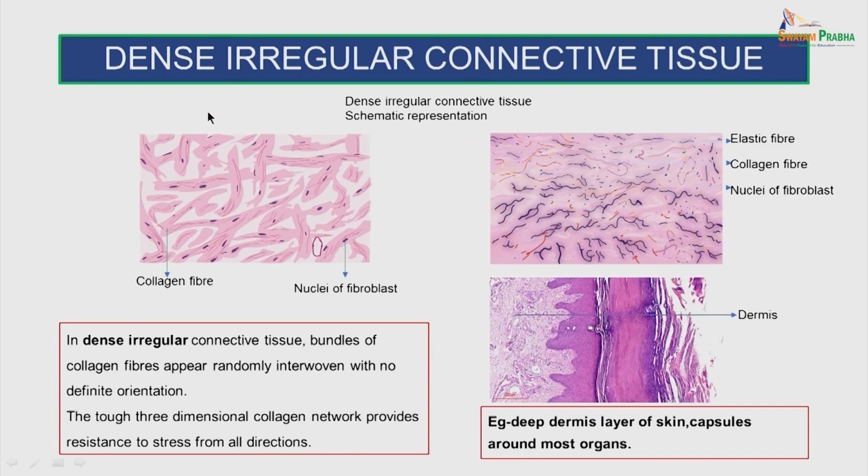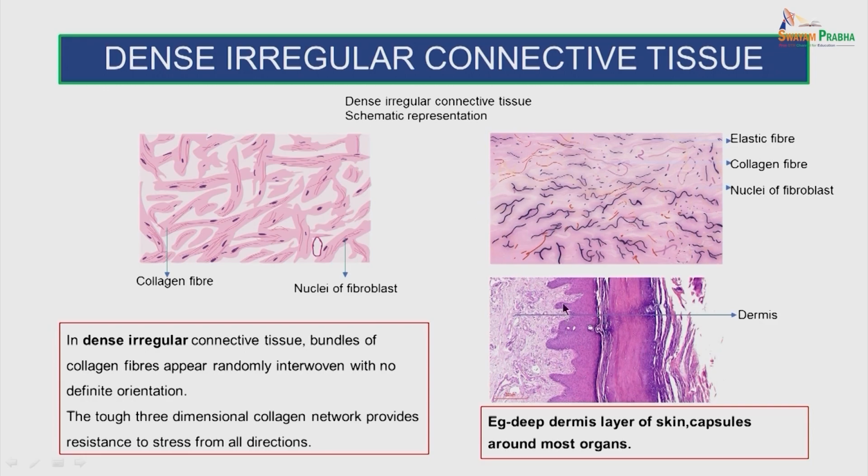This is dense irregular connective tissue. In dense irregular connective tissue, the bundles of collagen fibers appear randomly interwoven with no definite orientation. The tough three-dimensional collagen network provides resistance to stress from all directions.